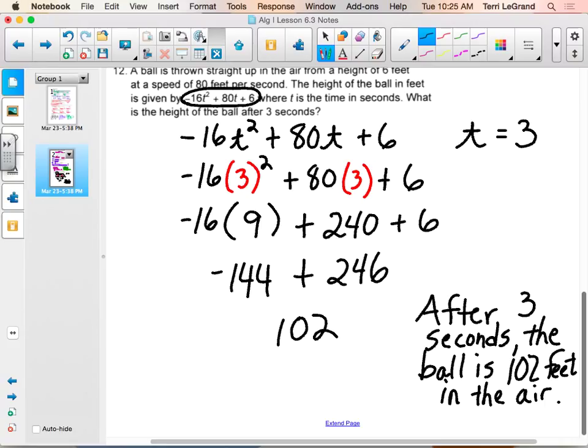Okay. So, questions on classifying, naming them? Questions on evaluating them? Okay, go ahead and get your colored pencils put back in the box then.